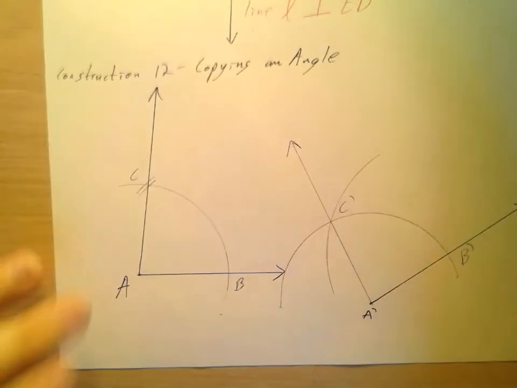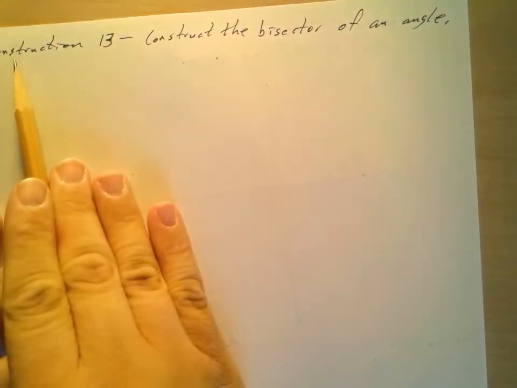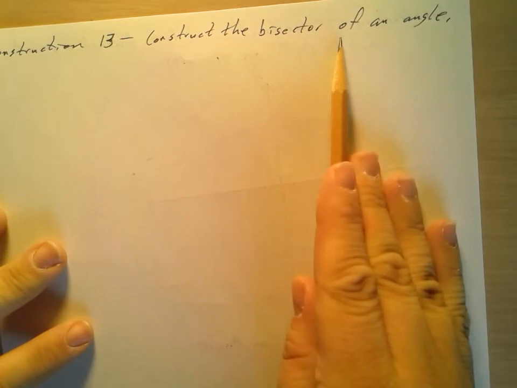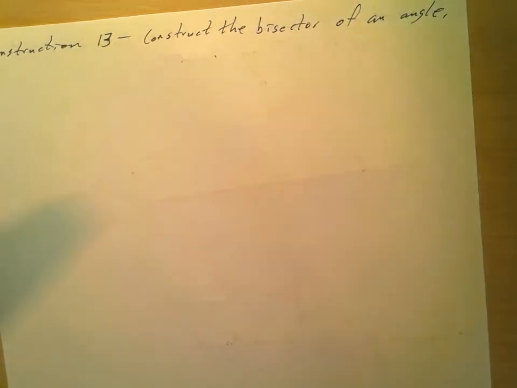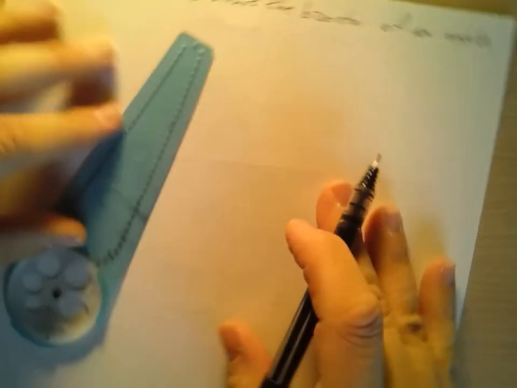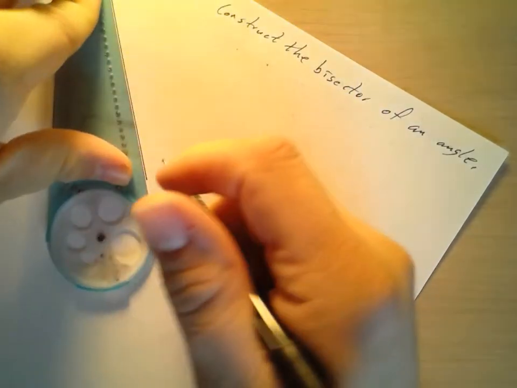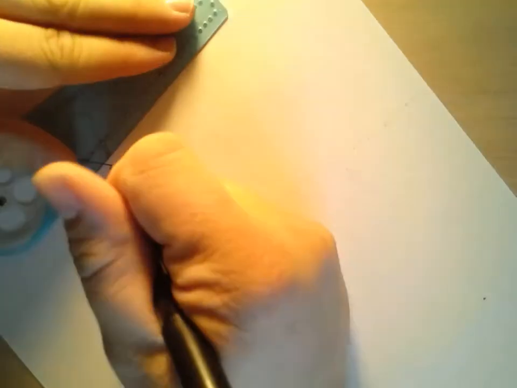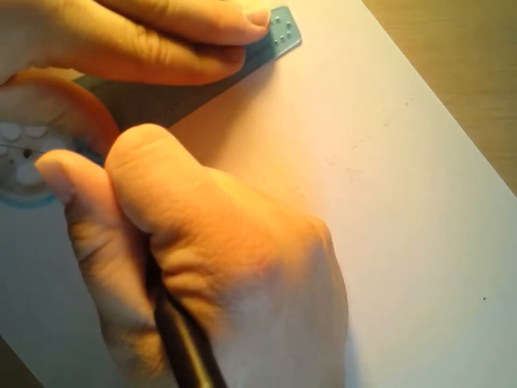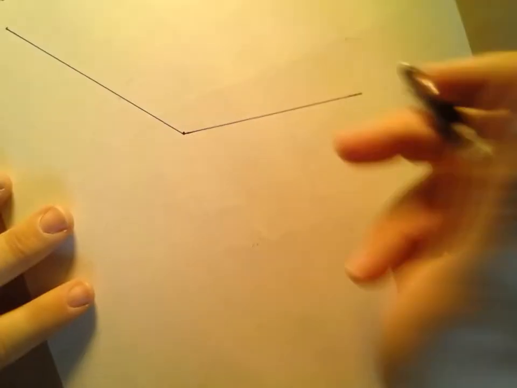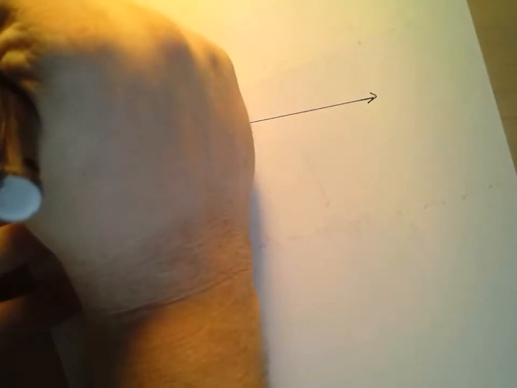Alright, so those are the first two. Now we get to our third one. Our third one is construct the bisector of an angle. Well, in this case, as you might expect, you're going to have to be given an angle. It could be obtuse or acute. I'm going to go ahead and do an obtuse angle, just because I want to show something a little bit unique, but same steps for each one.